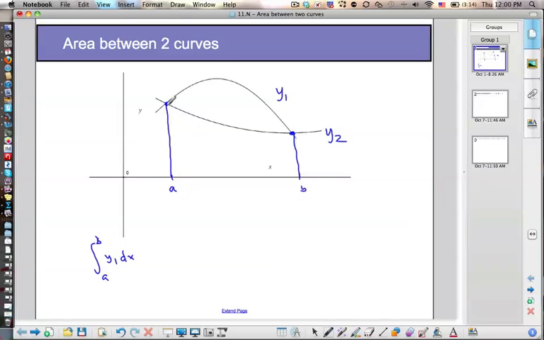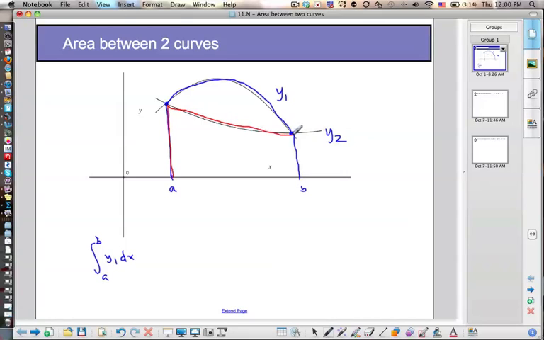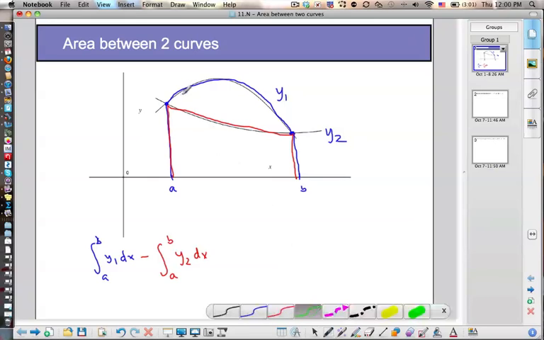So that will be this big area here. And then you literally take away the area underneath y2, the integral from a to b of y2 dx. And so what you're left with is the part in between the two curves. You're left with this area right here.